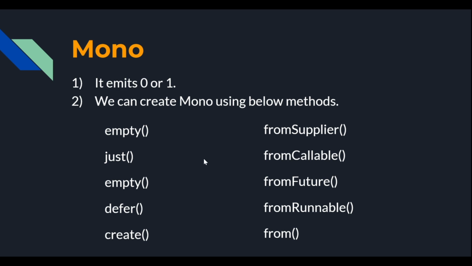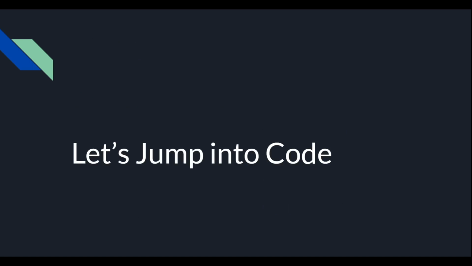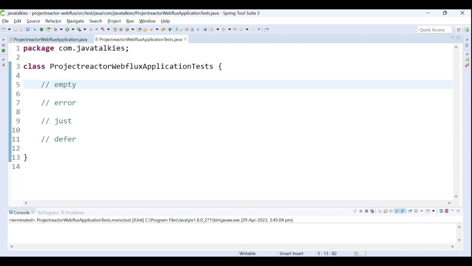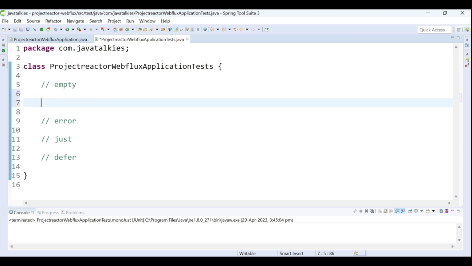From the Reactor documentation, we can create a Mono object using many methods. From those, we are going to discuss the top methods we will use in daily code. Okay, let's jump into code. I'm using the STS IDE. We will go with the first method, that is empty.